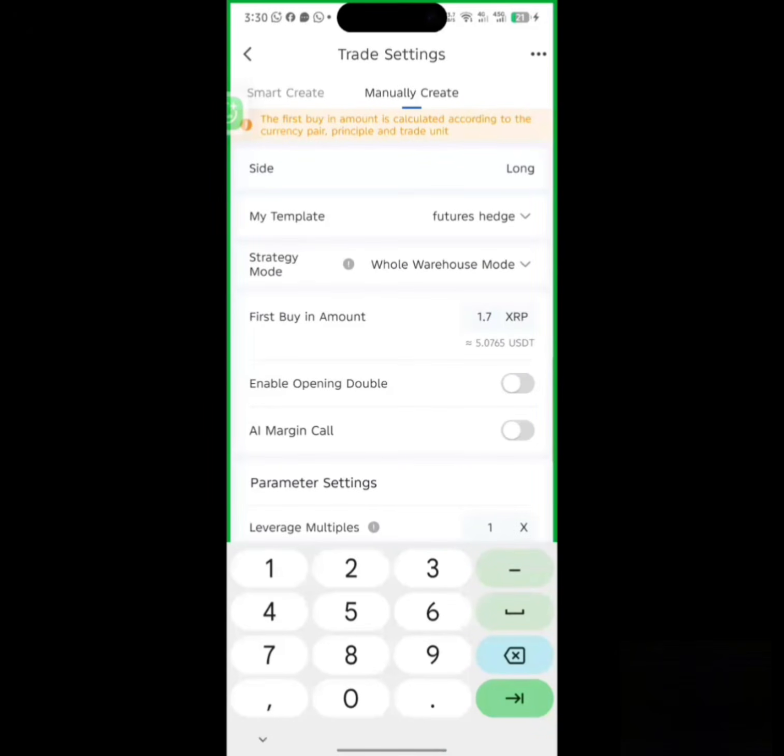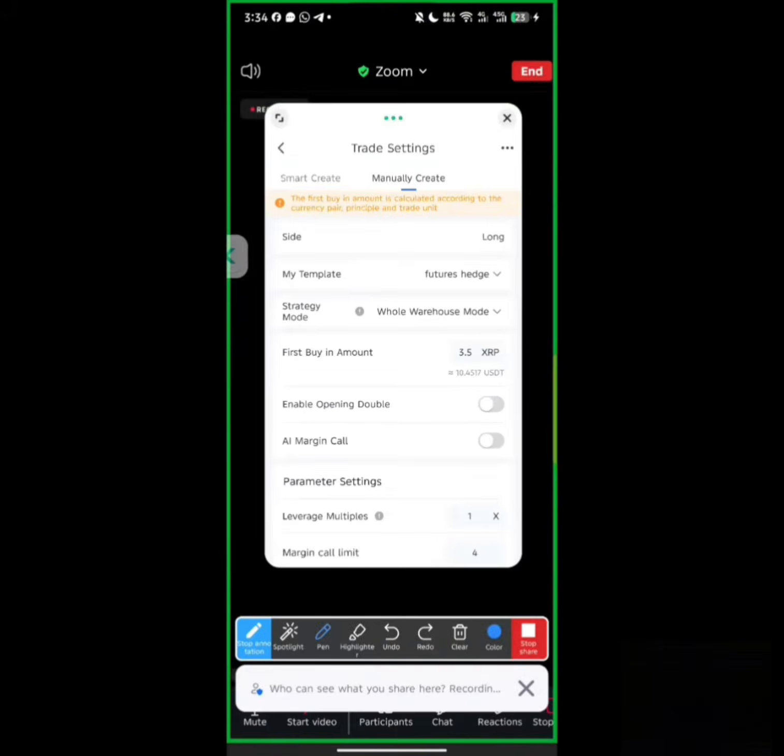So good, 5.0. No, I'm looking for $10. So 1.7 times 2, that is 3 point something. Okay, so 3.6 will give me $10. Can you see? Now I want to buy $10. Let me say 3.5. Okay, $10.4. So now you can see that I have put my 3.5 here, and 3.5 has given me $10.4, which is equivalent to my $10 first buying amount.